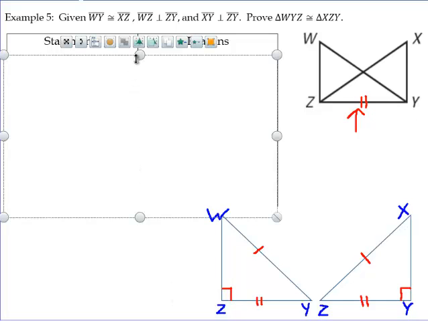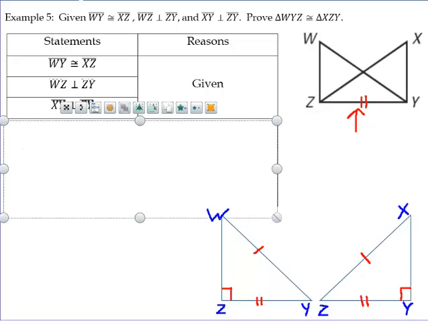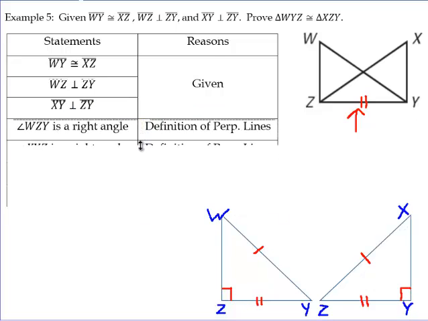So again, we start with the given. And there are three parts to the given: the congruence and the two perpendiculars. Now where we went from there in our picture was that we said that these here are 90-degree angles. So that's the next step in our proof. We're going to say that WZY is a right angle, and that's by the definition of perpendicular lines. And we're going to say that XYZ is a right angle, again, by the same definition.